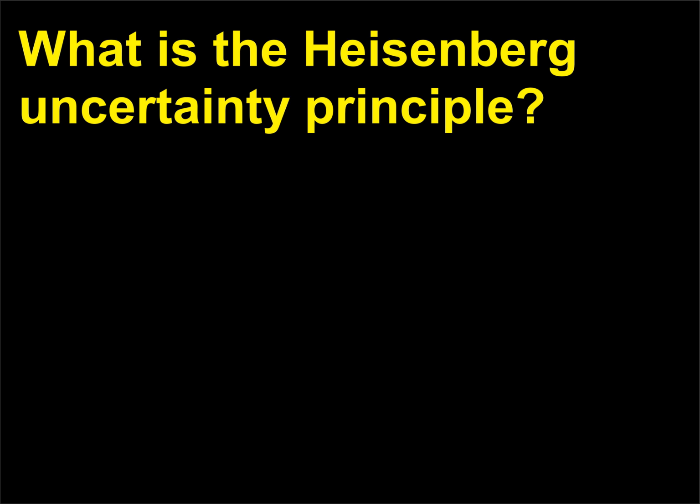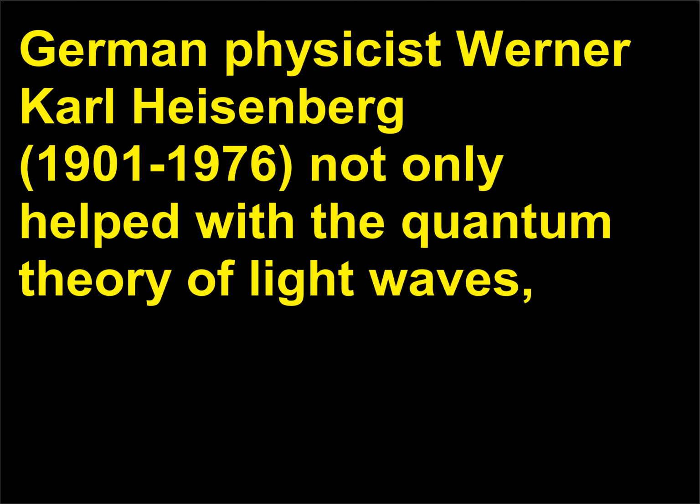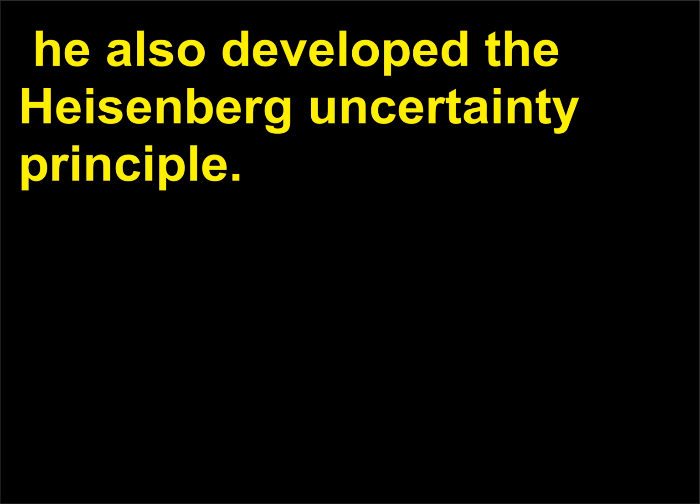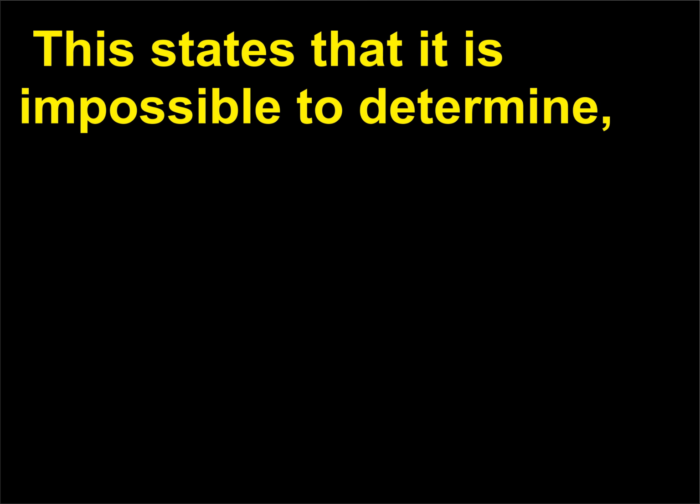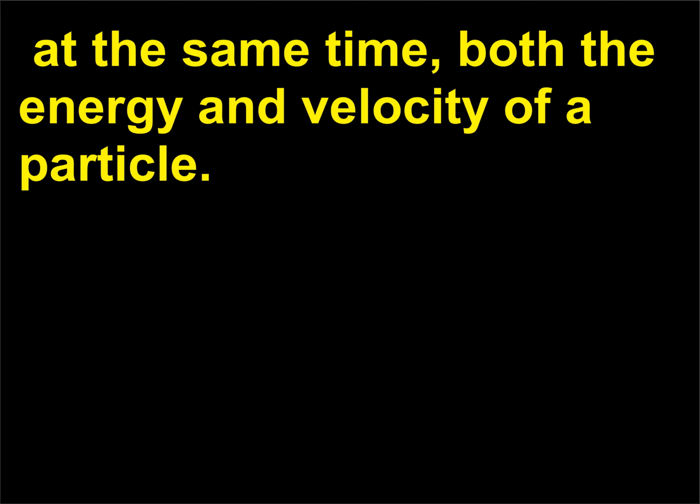What is the Heisenberg uncertainty principle? German physicist Werner Karl Heisenberg, 1901 to 1976, not only helped with the quantum theory of light waves. He also developed the Heisenberg uncertainty principle. This states that it is impossible to determine, at the same time, both the energy and velocity of a particle.